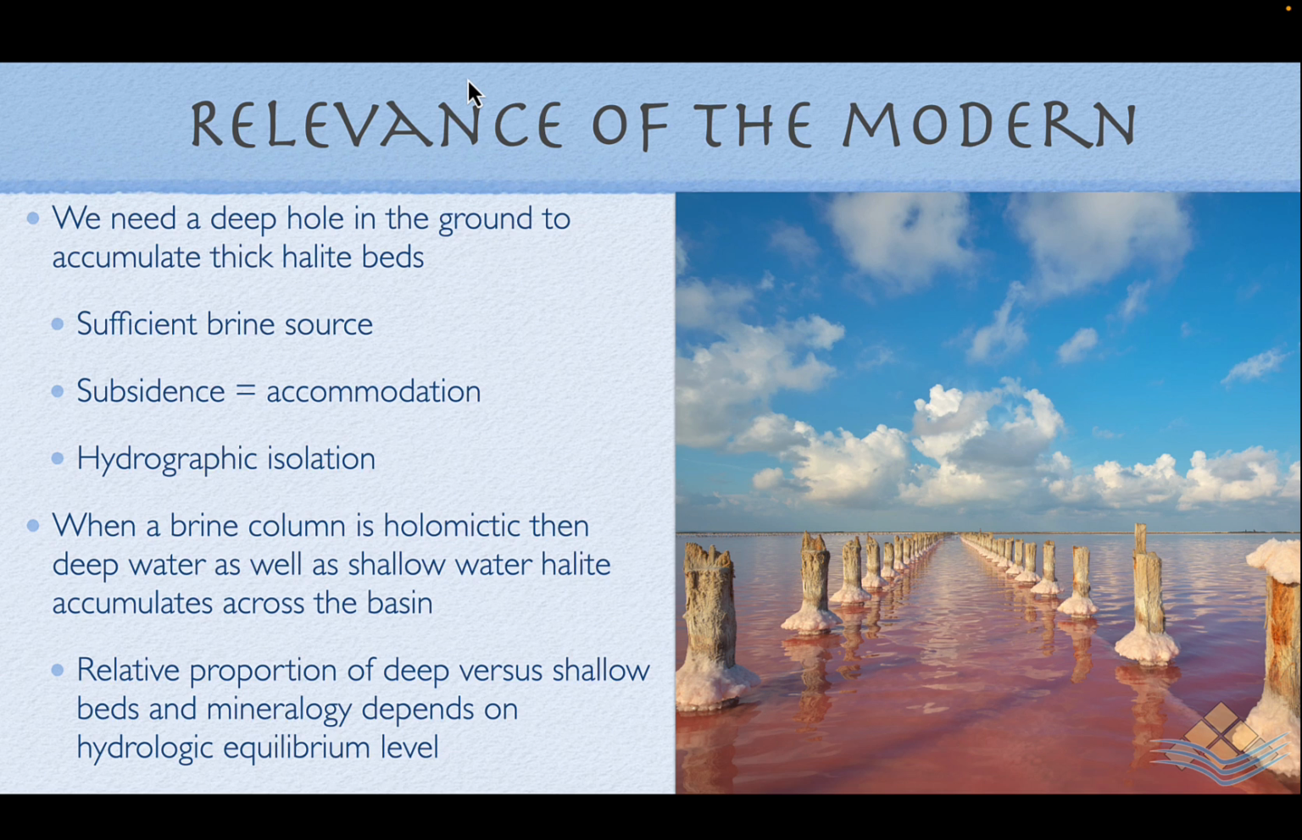And based on what we discussed earlier, when the brine column is holomictic, then we can have a whole range of water depths in that system, as we saw in the Dead Sea, where we've got halite accumulating on the bottom of a 300-metre thick brine column. It's happening all at the same time across the whole basin. In these systems, we've only got the Dead Sea as our current example, but we can extrapolate to ancient examples.